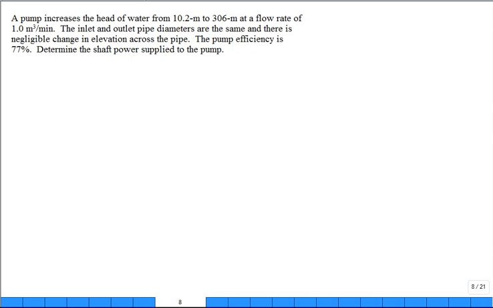Solve a problem, man. Why not? So a pump increases the head of the water from 10.2 meters to 306 meters at a flow rate of 1 meter cube per minute. The inlet and outlet pipe diameters are the same, and there's negligible change in elevation across the pump, not pipe. The pump efficiency is 77%. Determine the shaft power supplied. So find that shaft power supplied to the pump.